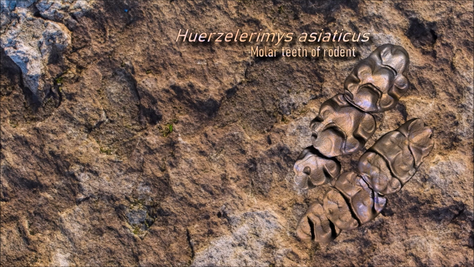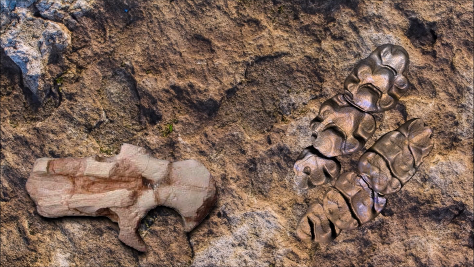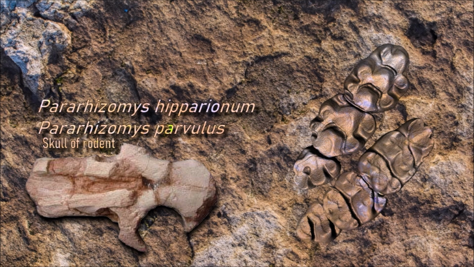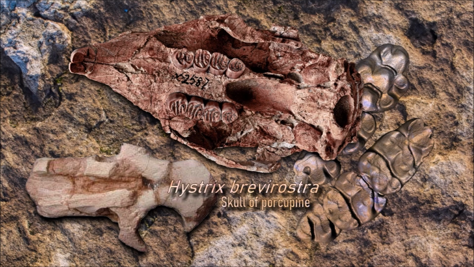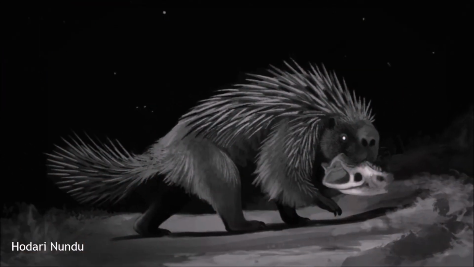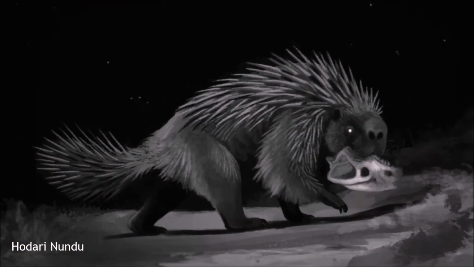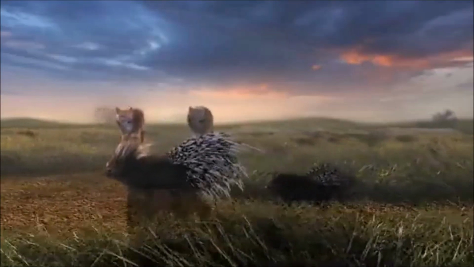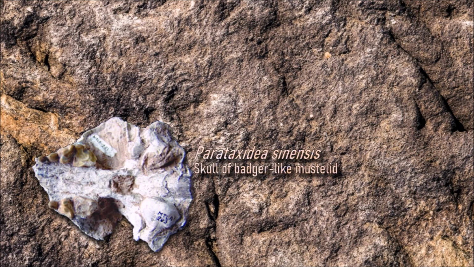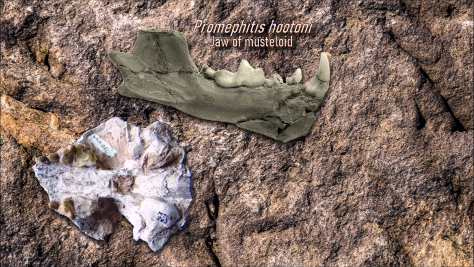Several species of rodents have been found, Ursavus and Pararhizomys, mostly teeth and skulls. The genus Hystrix has also been discovered. It is the porcupine. Being larger in size, these rodents cannot move discreetly, and the back of their body is covered in spines for protection. Skulls of ancient representatives of weasels and badgers have also been found.